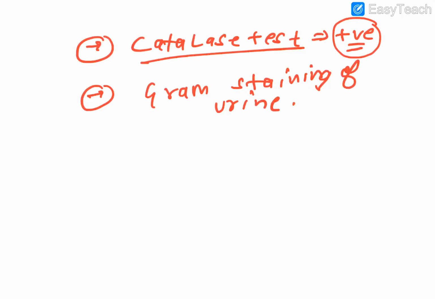Okay, so in total, the last three you can remember by CNG, and CNG means catalase, nitrate, and gram staining. Other than that, what you do? You do wet mount examination and leukocyte esterase. They are the same as such.